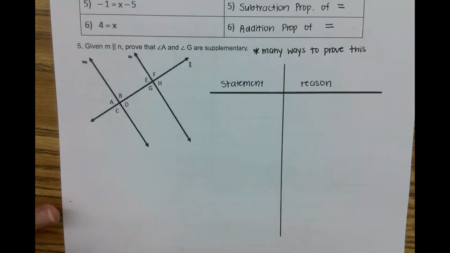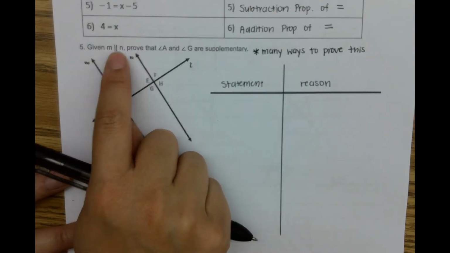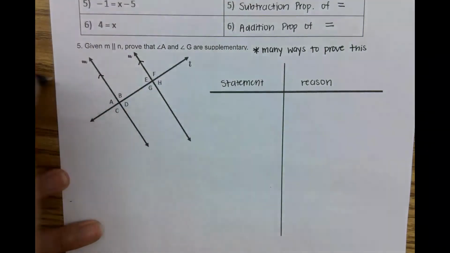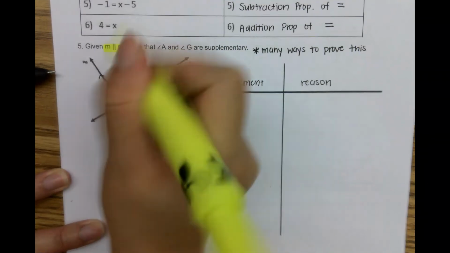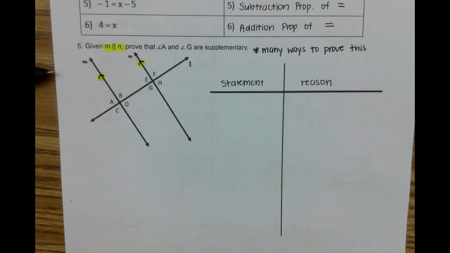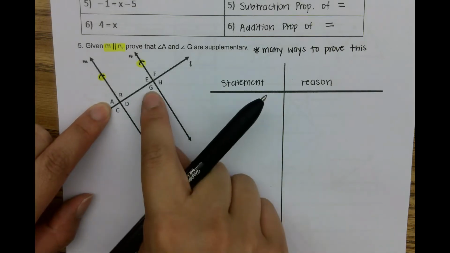If you're unsure if your way works, please let me know. I can check it for you. This is just one of the ways you can do it. Okay? So before we start, it's important to know what we know and what we're proving. I am told that M is parallel to N, so I'm just going to draw that symbol here. I've told you this before, that when it tells you that something is parallel, it wants you to think in terms of those angle pair relationships. My end goal is to prove that angle A and angle G are supplementary.